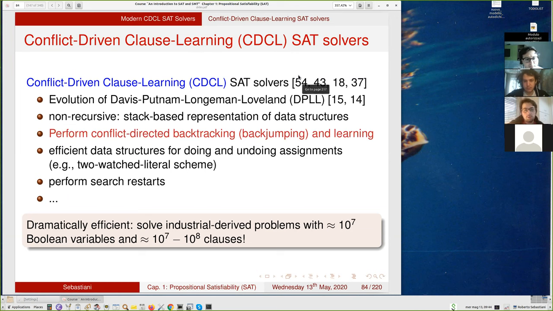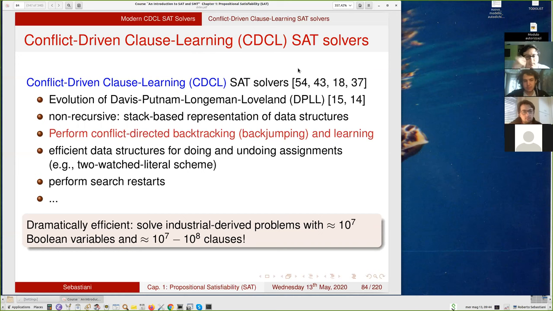CDCL solvers are an evolution of DPLL, so they are based on the same idea: assign truth values to Boolean atoms, backtrack, unit propagate. Again, they are non-recursive, so they use a stack-based representation.